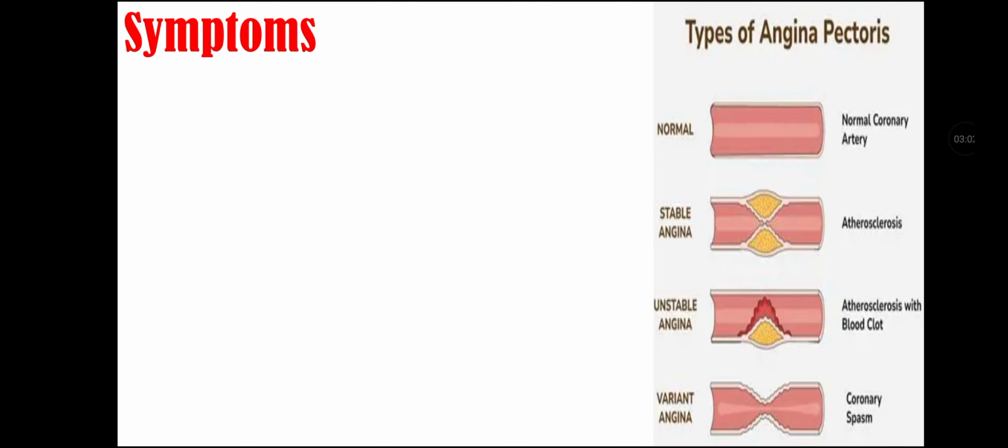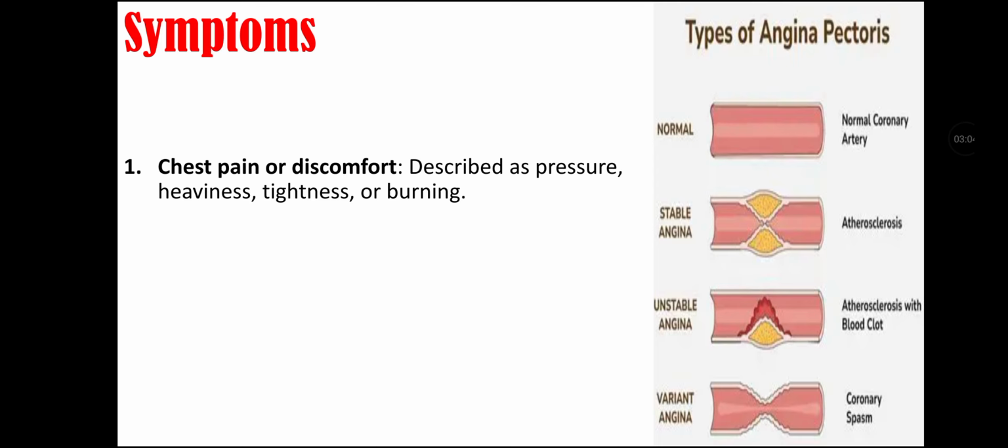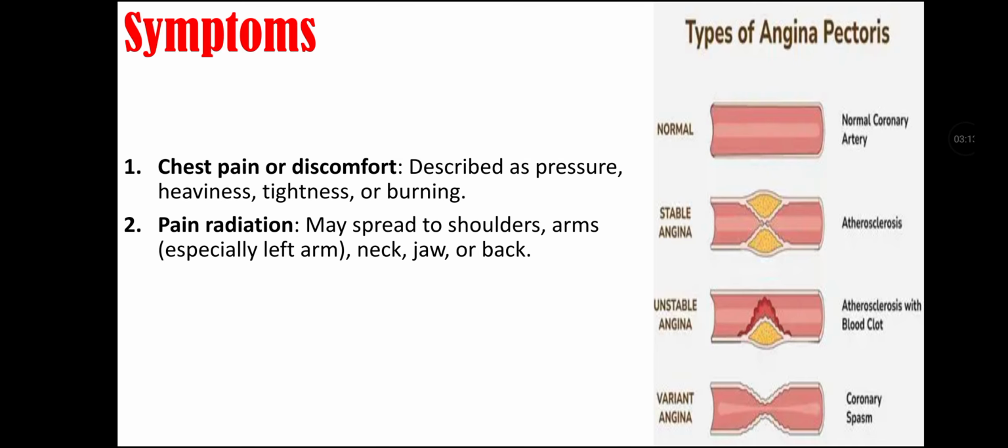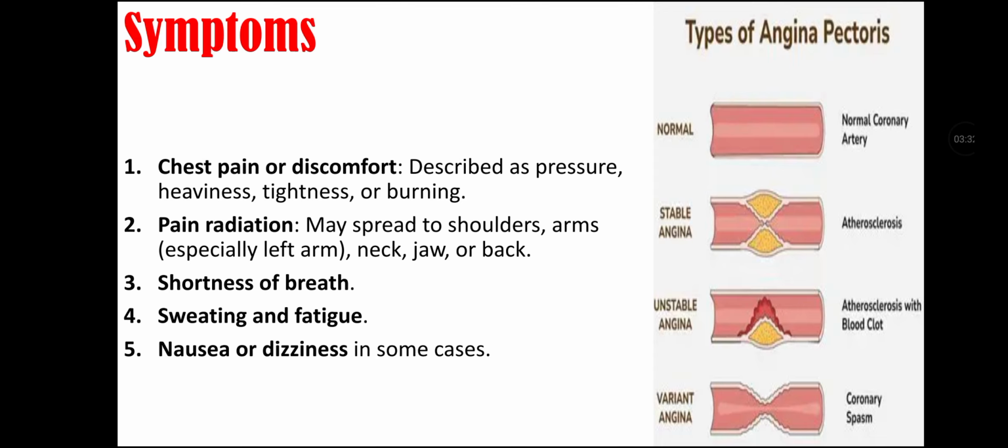Now let's talk about symptoms of angina pectoris. First, there is chest pain and discomfort that is described as a pressure feeling, heaviness, tightness, or burning sensation. The second symptom is pain radiation, as the pain of angina pectoris may spread to the shoulders, arms, neck, jaw, or back, especially the left arm area. The third symptom is shortness of breath. The fourth is sweating and fatigue. The fifth is nausea or dizziness that occurs in some cases.